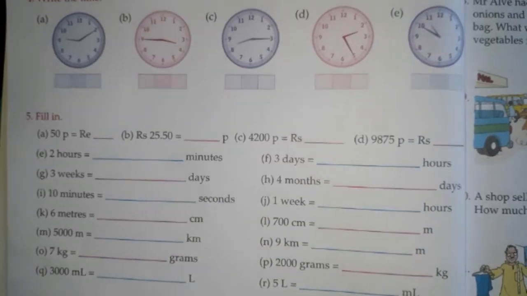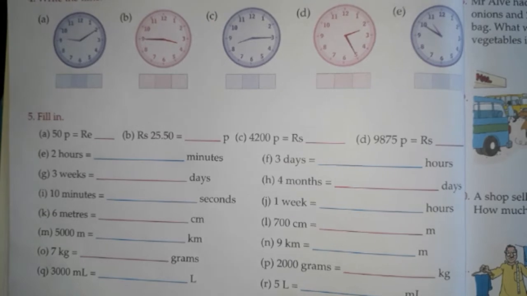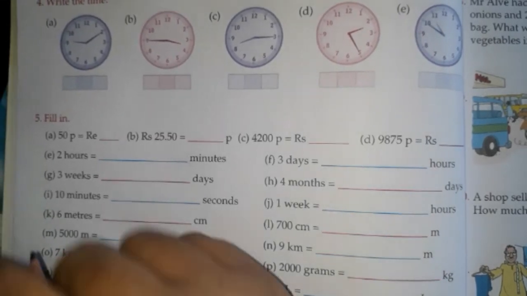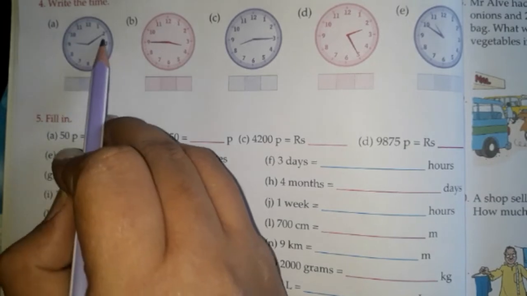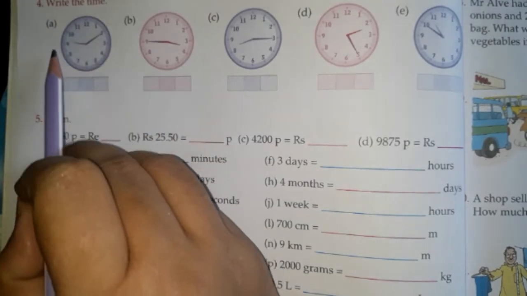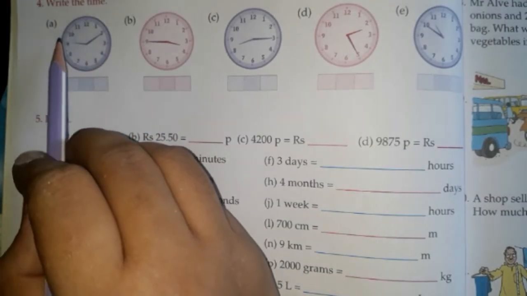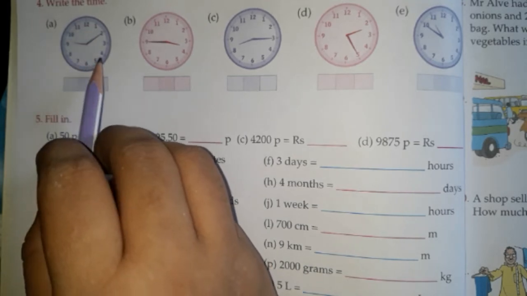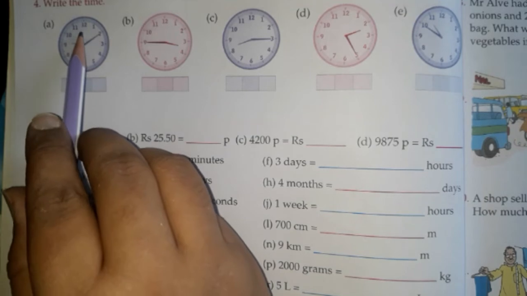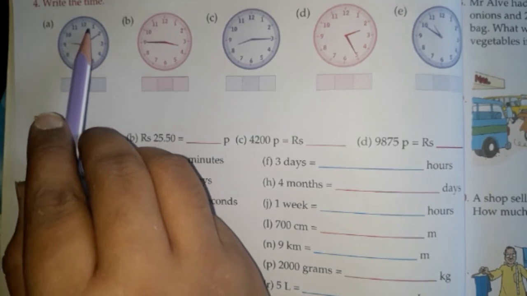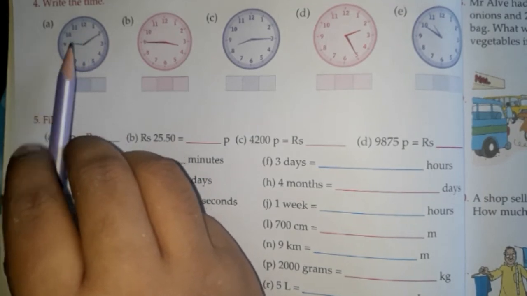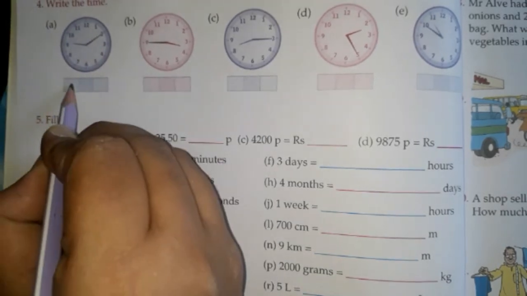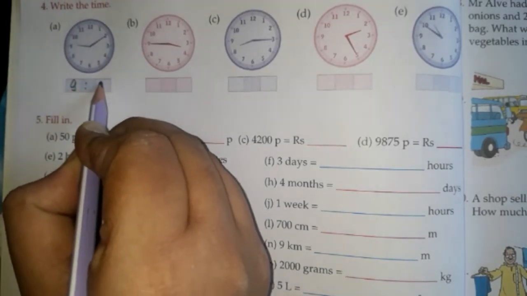Next question is, write the time. In the previous classes we have all studied to read the time with the help of a watch. The time has been given, we'll write it. Every number has a duration of 5 minutes. When we cross every number, we complete 5 minutes. So we'll start from 1. 1 has 5 minutes completed, and the minute hand is on the 2. That means it has completed 10 minutes. So the time is 9:10.